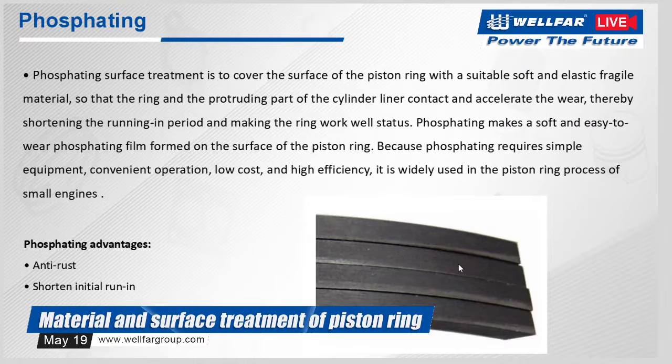And the fourth one. The next surface treatment is called phosphating. Phosphating surface treatment is to cover the surface of the piston ring with a suitable soft and elastic fibrous material so that the rings and the protruding parts of the cylinder liner contact and accelerate the wear, thereby shortening the running period and making the rings work well. Phosphating makes a soft and easy to wear phosphating film on the surface of the piston ring. Because phosphating requires simple equipment, convenient operations, low cost, and high efficiency, it is widely used in the piston ring process of small engines.